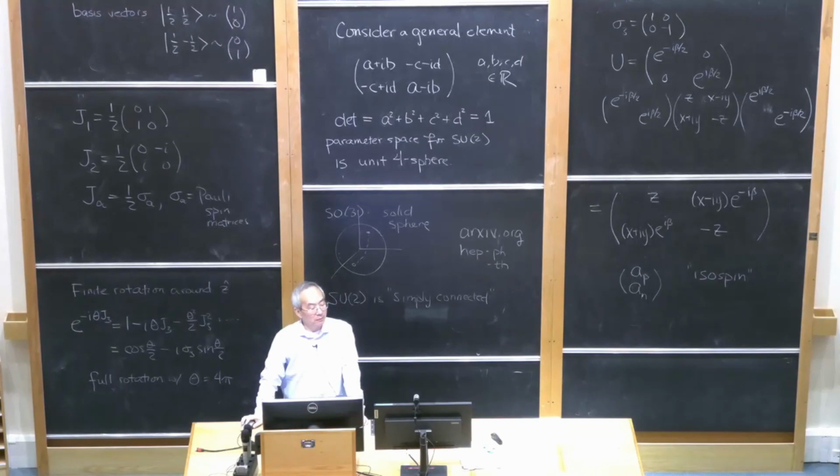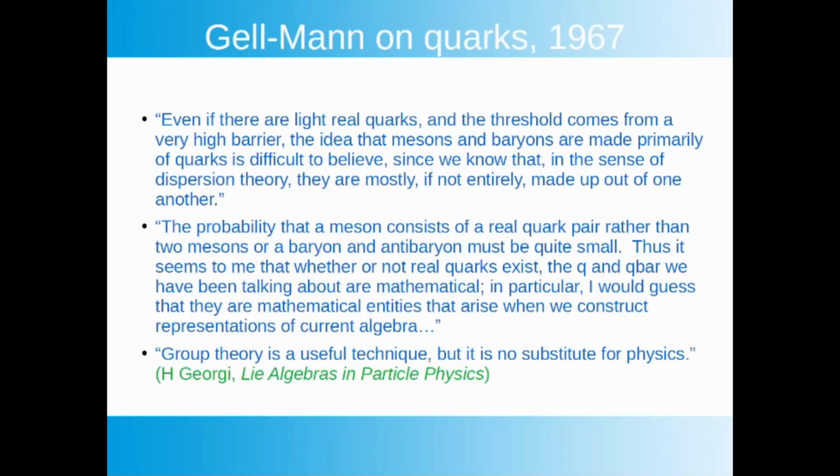"Thus it seems to me that whether or not real quarks exist, the Q and Q bar we've been talking about are mathematical. In particular, I would guess that they are mathematical entities that arise when we construct representations of current algebra." Obviously in your coursework you're going to find out that's a little bit different, and that's a reminder of something else that a very distinguished theorist wrote in one of his classic textbooks. In the introduction, he says, "Group theory is a useful technique, but it is no substitute for physics." Something everyone should remember, especially since group theory is kind of fun, but it's no substitute.